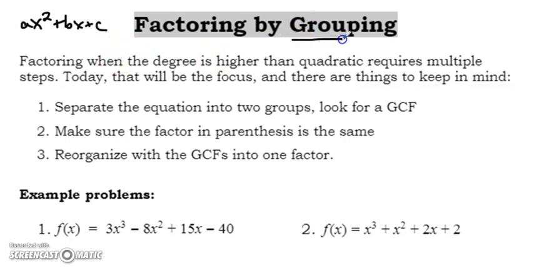But today we're going to factor by grouping. And we do that when the degree is higher than a quadratic. Okay, so it's bigger than 2, so it's going to be at least 3. And usually that requires a couple of steps, okay?